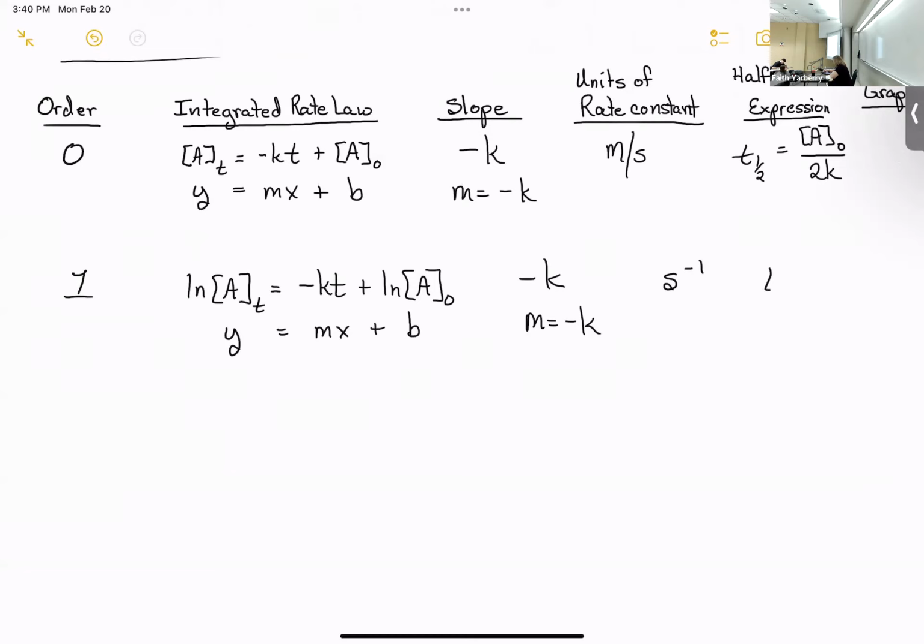And the half-life is equal to 0.693 divided by the rate constant. In other words, on first order, the half-life is not dependent upon the concentration.